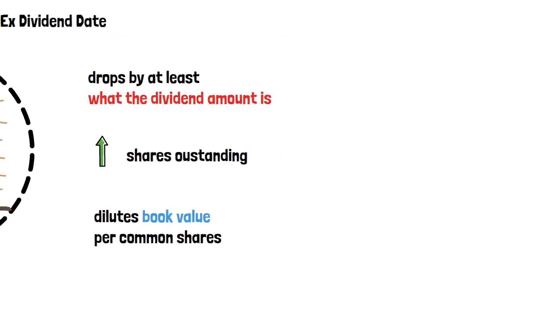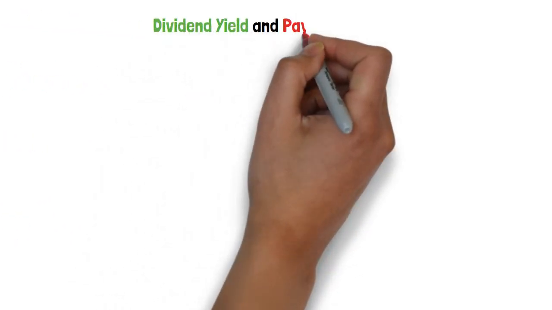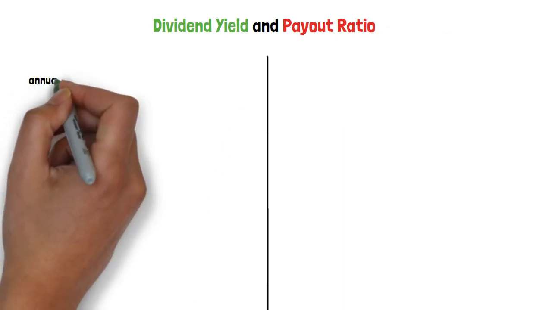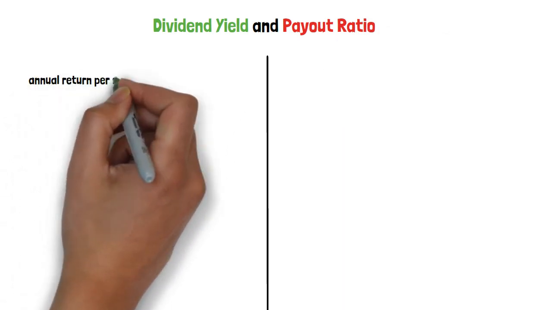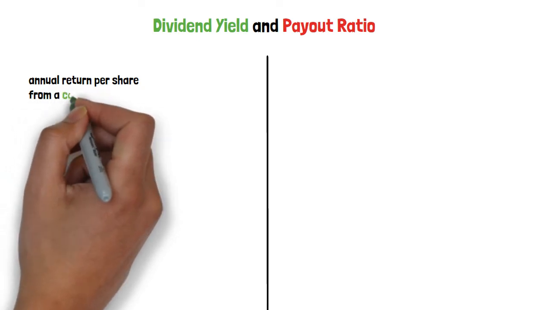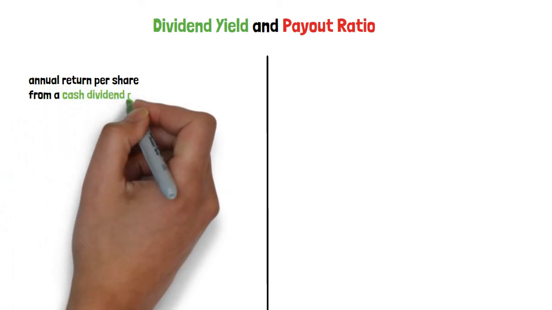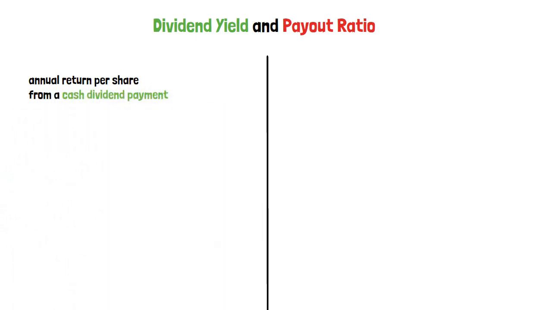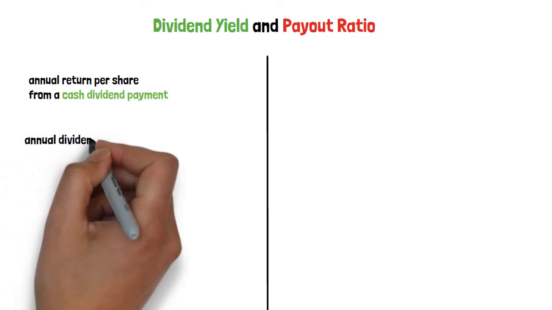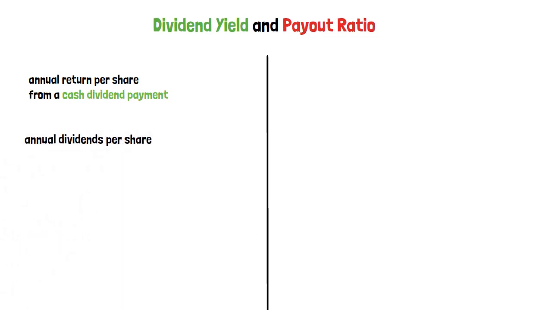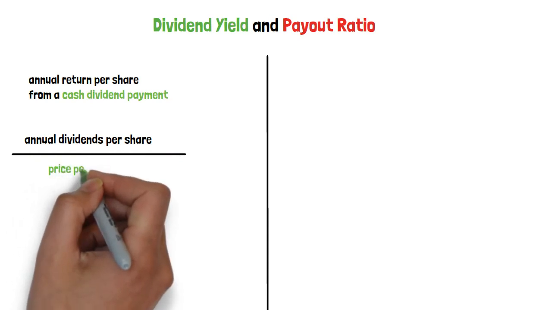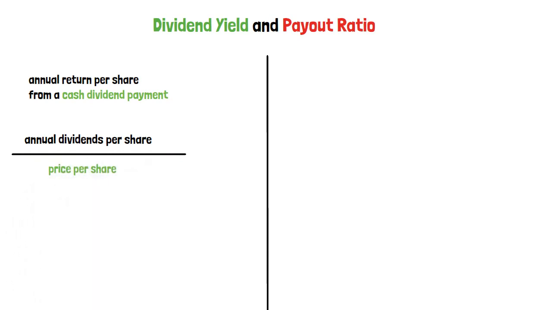Now let's take a look at how the dividend yield and the payout ratio work. The dividend yield shows the annual return per share that an investor realizes from a cash dividend payment, or the dividend investment return per dollar invested. The dividend yield is calculated by taking the annual dividends per share and dividing it over the price per share. It provides investors a good measure to use to compare dividend income from their current holdings to potential dividend income available through investing in alternative assets or equities.